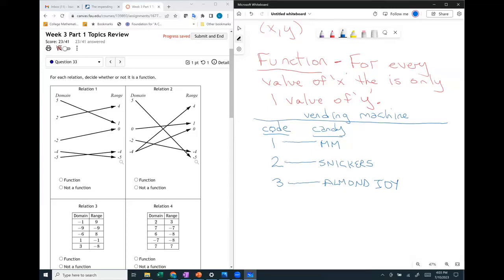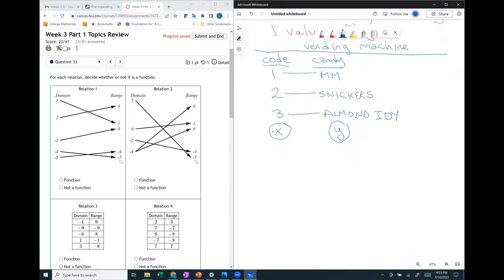That's a function. This is basically saying this is x and this is y. For every x, there's only one y value. What if I say that if I put in a code and here's my candy. Remember, I have M&Ms, I have Snickers, and I have Almond Joy. And my codes for these are 1, 2, and 3.